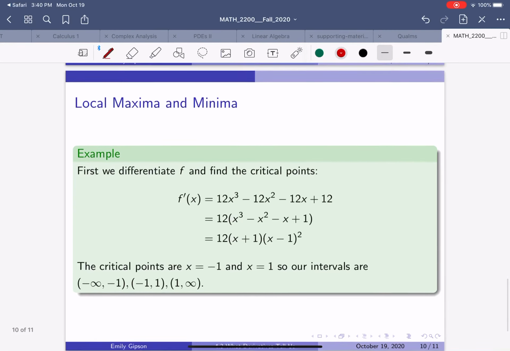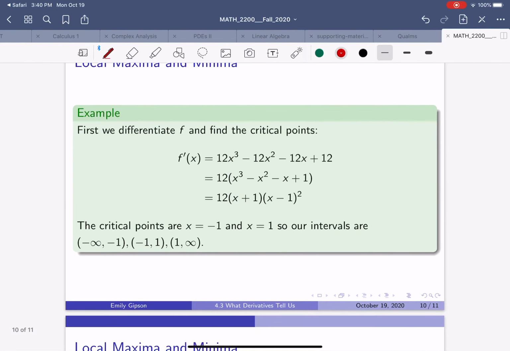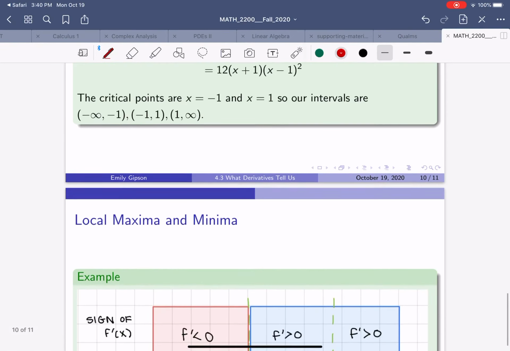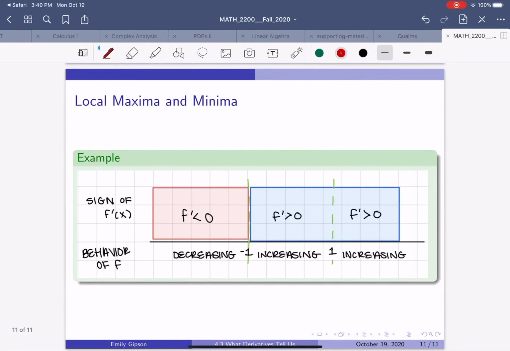Now we pick test points within those intervals to determine whether they're increasing or decreasing. Once I pick those test points, I know that f prime is less than 0 from -infinity to -1, but f prime is greater than 0 from -1 to 1 and from 1 to +infinity. So I've got a function that looks like this. And when we get to section 4.4, we're really going to tie everything together.